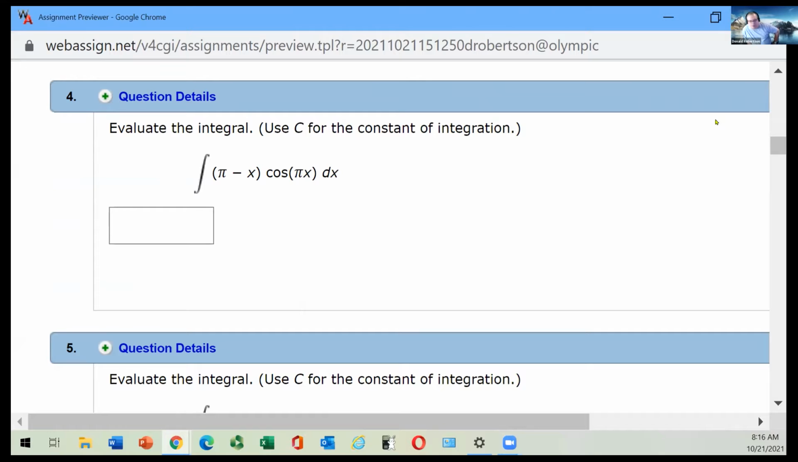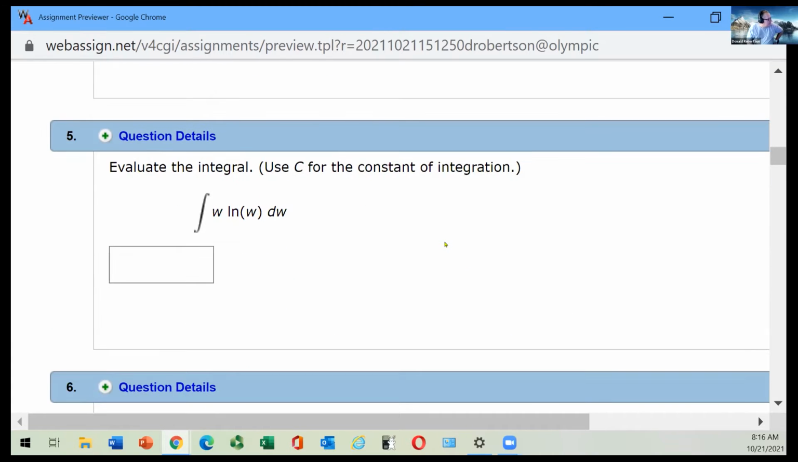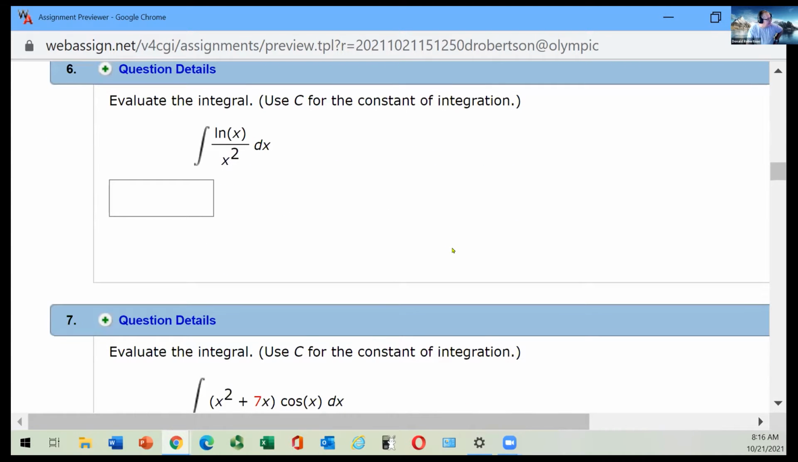In question 4, who will you pick for f of x? Pi minus x. Agreed, that would be situation 1. In question 5, we've just done, so I'll skip that one. Question 6, who would you pick for f of x?